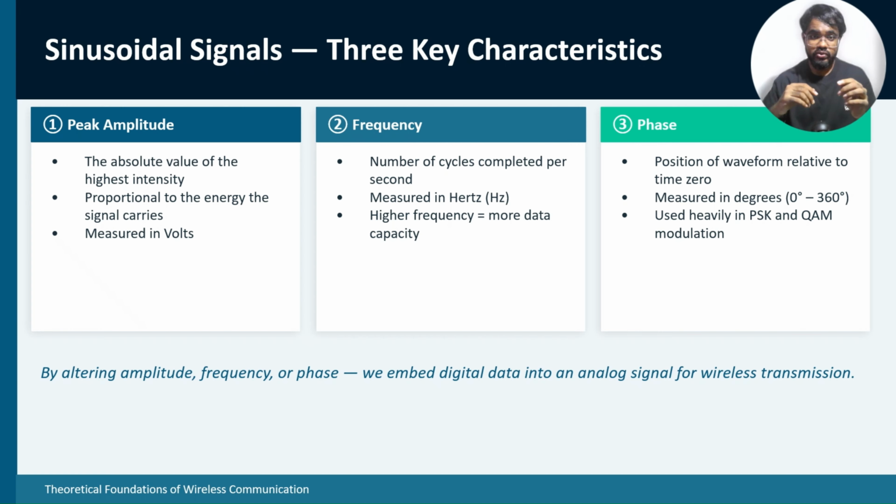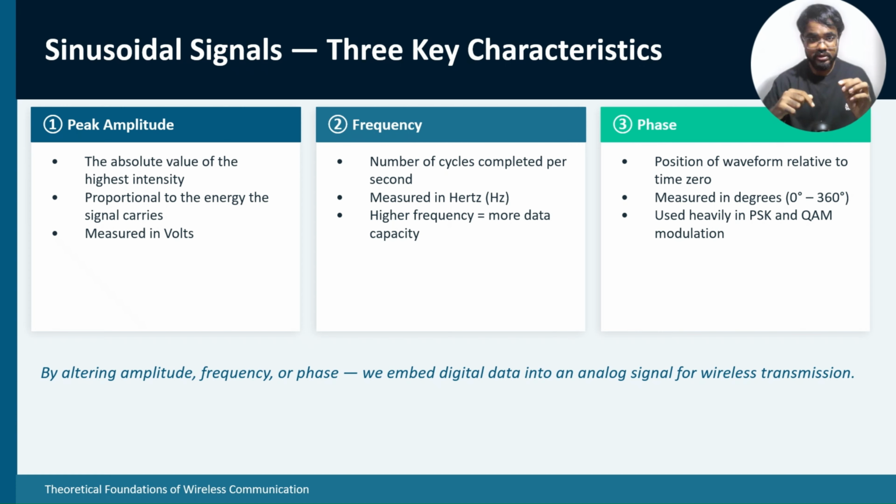A sine wave is fully described by these characteristics. First, peak amplitude, the absolute value of its highest intensity, which is proportional to the energy it carries. Second, frequency, the number of cycles the signal completes in 1 second, measured in hertz. Third, phase, the position of the waveform relative to time zero.